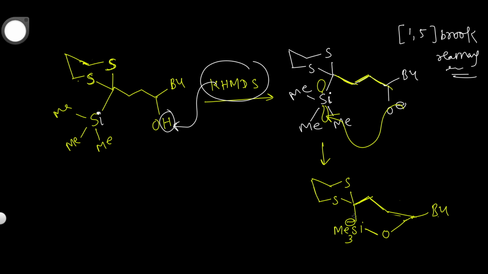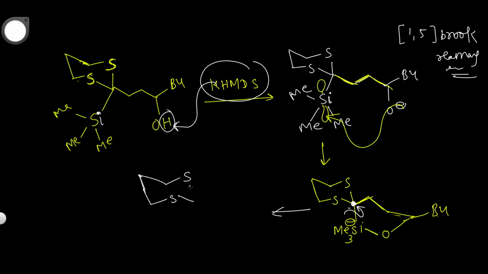So how can we neutralize the silicon negative charge? We have to break the bond. After breaking the bond, the negative charge goes on this carbon, and it will become a carbanion. And after the formation of a carbanion, we already know that we have to do a workup, right? We have to do a workup.